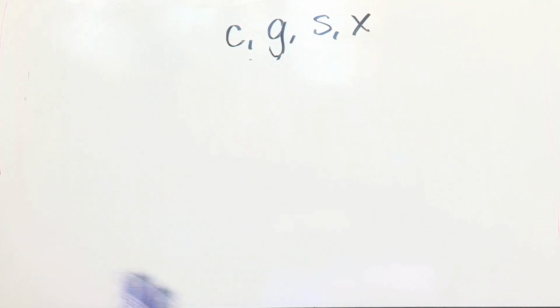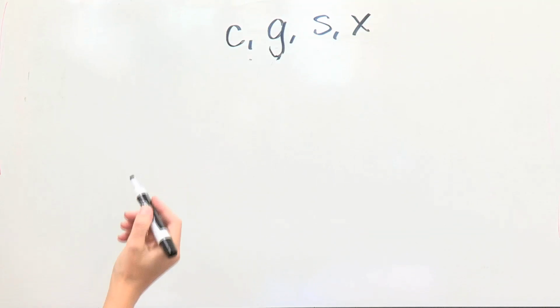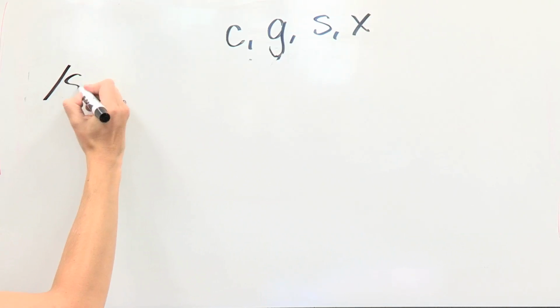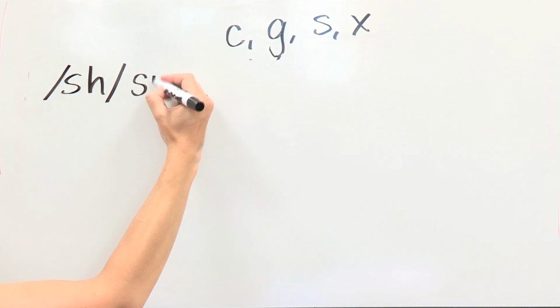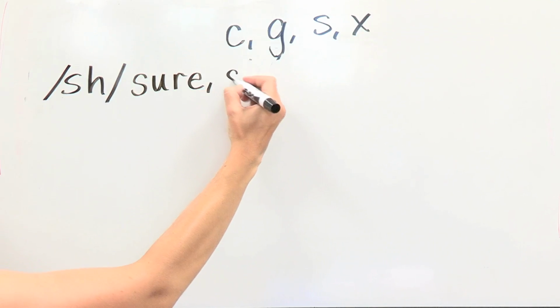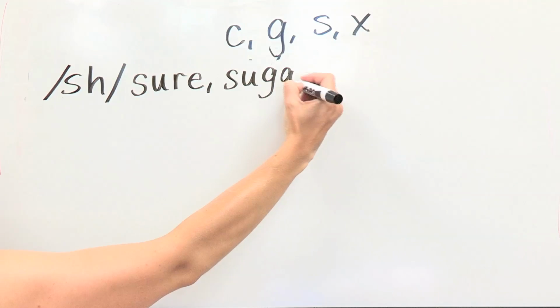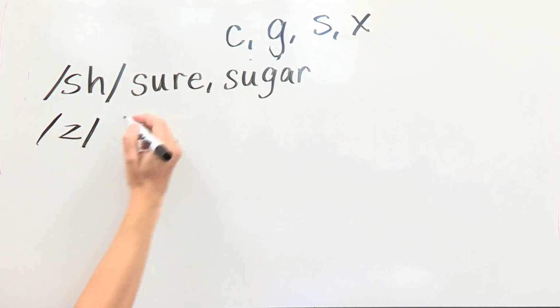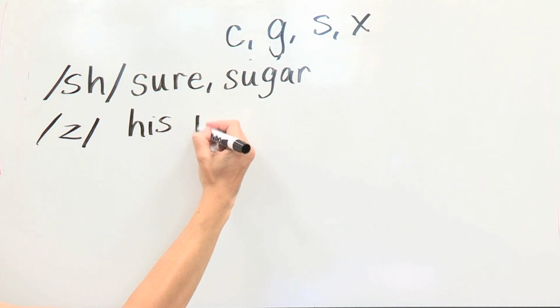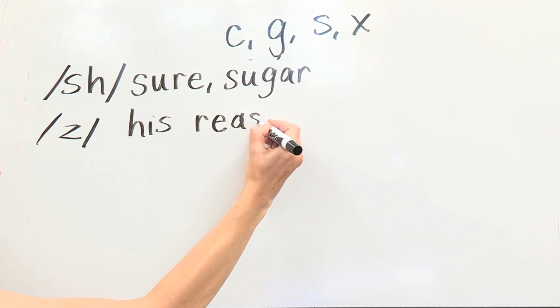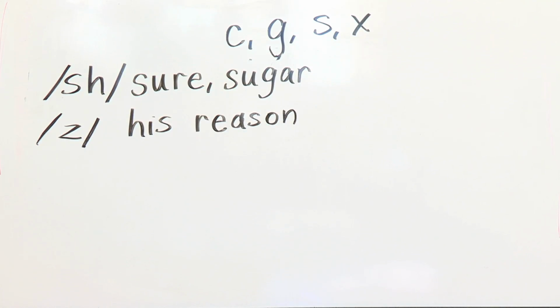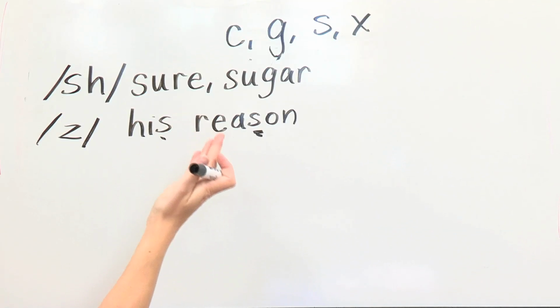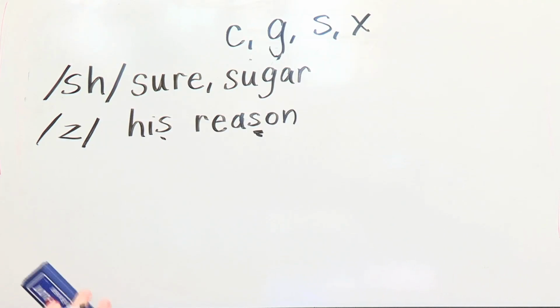Now we're going to go to letter S. The letter S also has other phonemes, okay? It can make a sh phoneme, as in sure and sugar. It can also make a z phoneme, as in his and reason. Right? Reason and his. And then obviously it makes a S sound, right? And you remember from our previous lesson, that letter S has several blends, so it can make several different sounds.